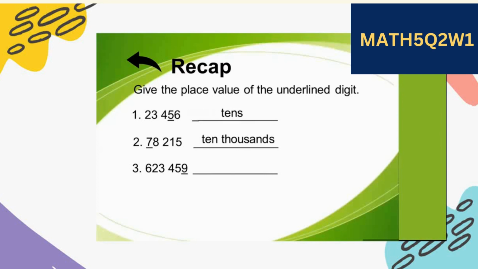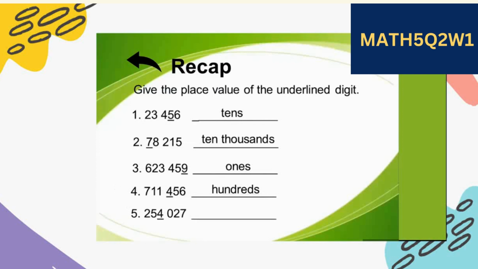Its place value is, yes, exactly, ones. For number 4, the underlined digit is 4. Give its place value. So the place value is hundreds. And for number 5, the number is 254,027. Give the place value of digit 4. Digit 4 has a place value of thousands.